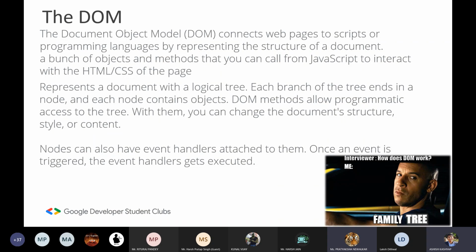It basically has a document with a logical tree, and that tree consists of nodes and subnodes. If you have experience working with object-oriented languages, you might know that each node has its own methods, properties, accessors, and things like that. Also those nodes have event handlers attached to them. So once an event is triggered, the event handlers in that node get executed, right?